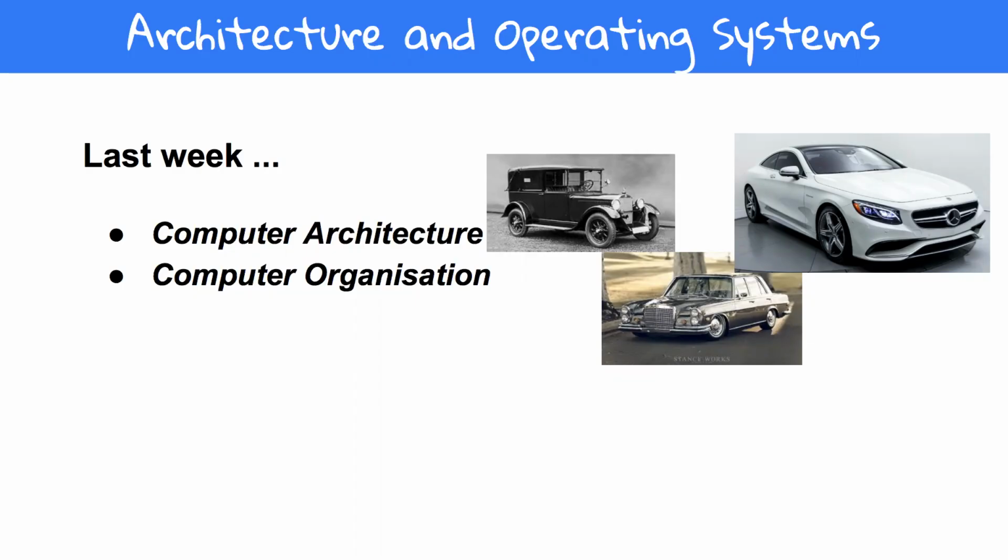So as you see here, for example, these two cars have got the same architecture, the logical design of them. But in terms of the interconnection and the components, they are different. So computer architecture talks about the logical execution. Organization talks about how the different parts are interconnected.